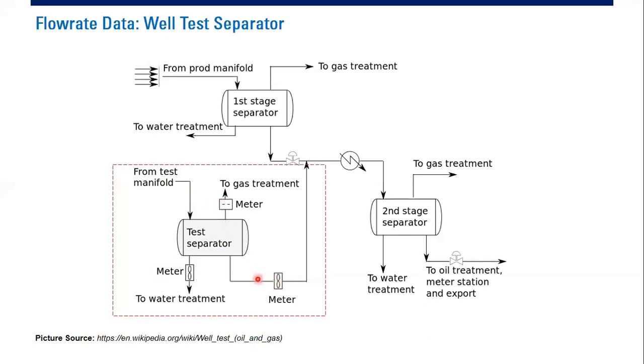You can see the symbols of the meter, right? Later on, the oil flow will be combined in this pipeline to go to the second stage separator. But from this test separator, we get information of our oil flow rate or liquid flow rate.